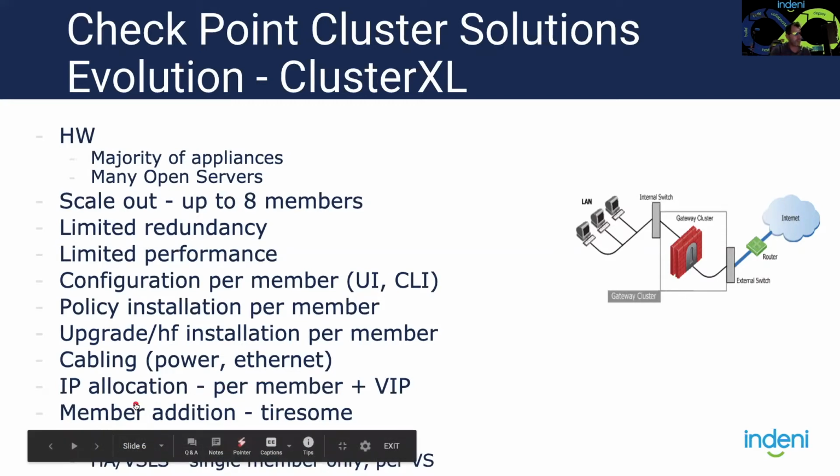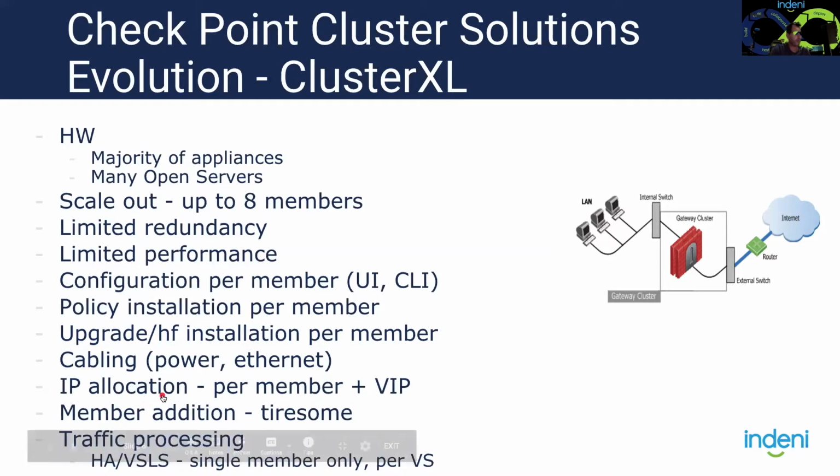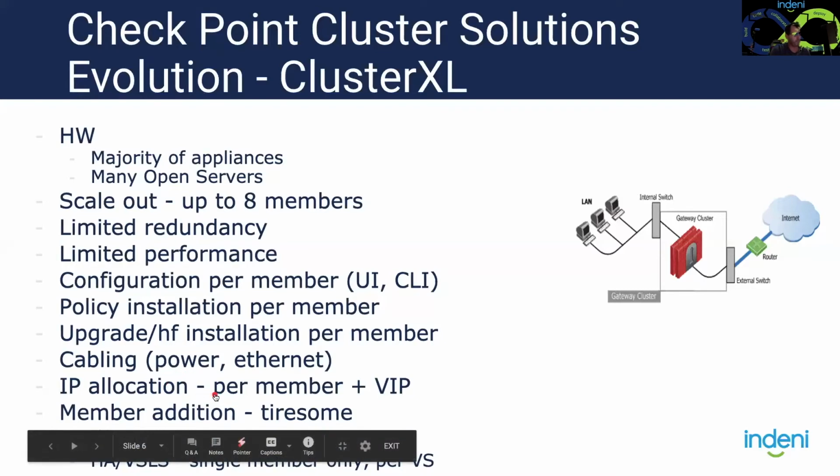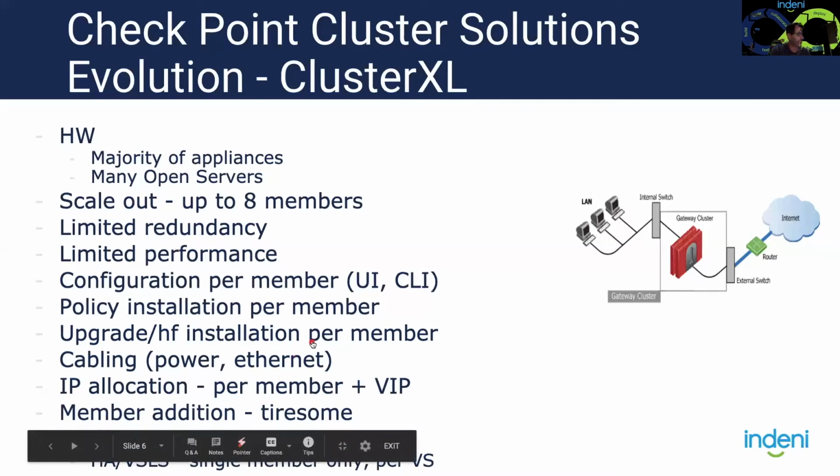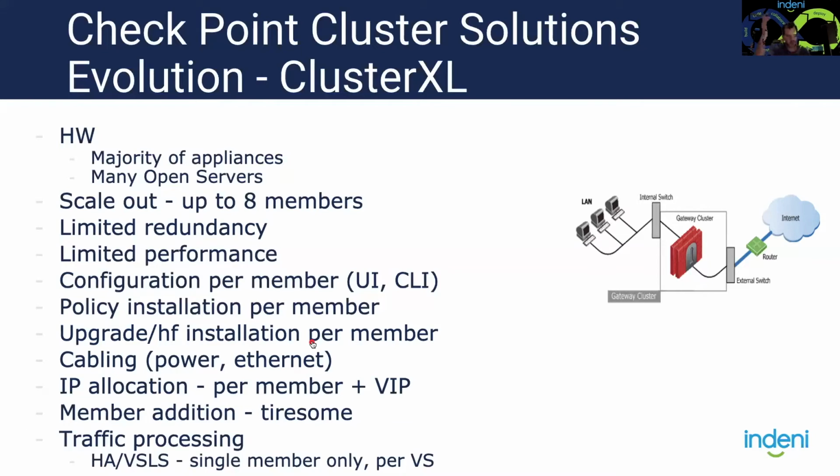IP allocation: there is a VIP, the virtual IP, and an additional IP per member. A lot of IPs to maintain in different applications, Excel sheets, whatever. And when we're talking about VSLS and VSX with many VSs, it becomes very hard to track what's going on there. Not to speak of users who have many VSX deployments, where it's very hard.